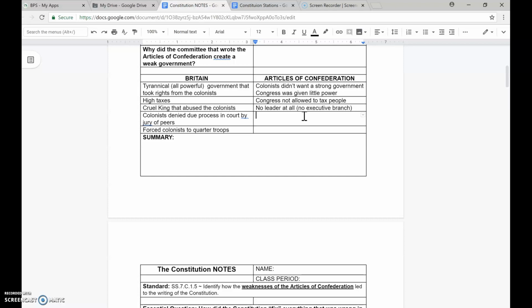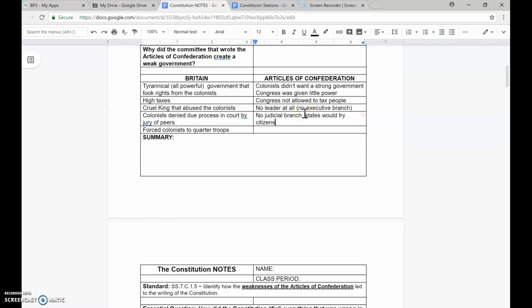If the colonists were denied due process in court by a jury of peers, they were just going to have no judicial branch. States would try citizens.